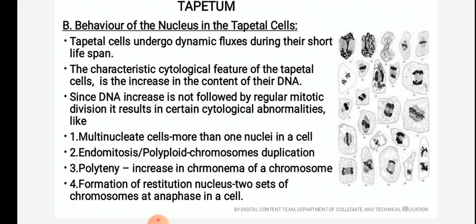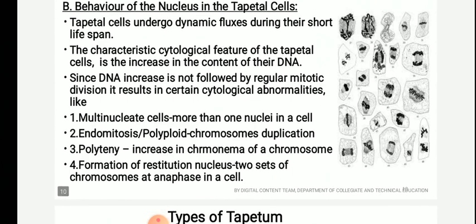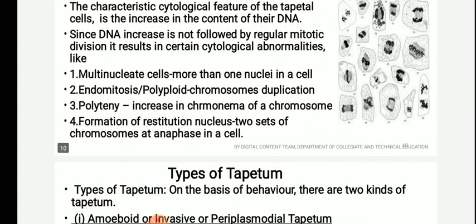Tapetal cells undergo dynamic fluxes during their short lifespan. The characteristic cytological feature of the tapetal cells is the increase in the content of their DNA. Since DNA increase is not followed by regular mitotic division, it results in cytological abnormalities like multinucleate cells. So, sometimes many nuclei we will see in the tapetal cell, or endomitosis, where the chromosomes go on dividing without cytokinesis. So many chromosomes we will see in the tapetal cell.